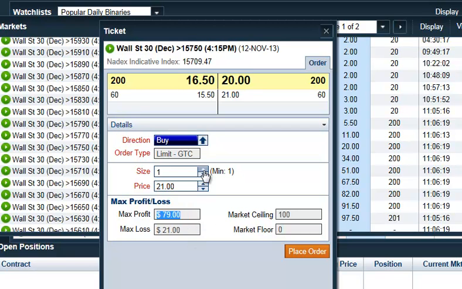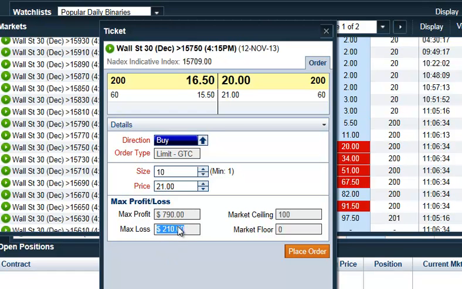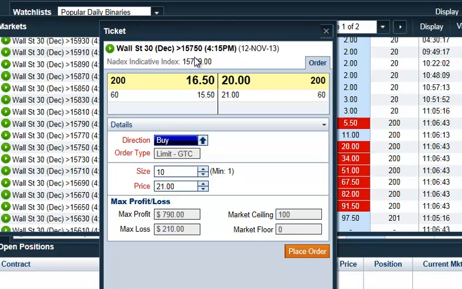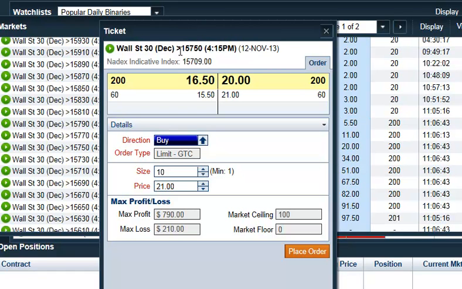So if I really thought that was going to happen, I could do 10 contracts, and as you can see, my max loss, what it's going to cost me, is $200. Maximum profit is $790, and go from there. So you can take something that's far out of the money, like in this case, you're 40 points out of the money, and you're thinking that the market is going to rally and really move, and you can profit nicely from that.